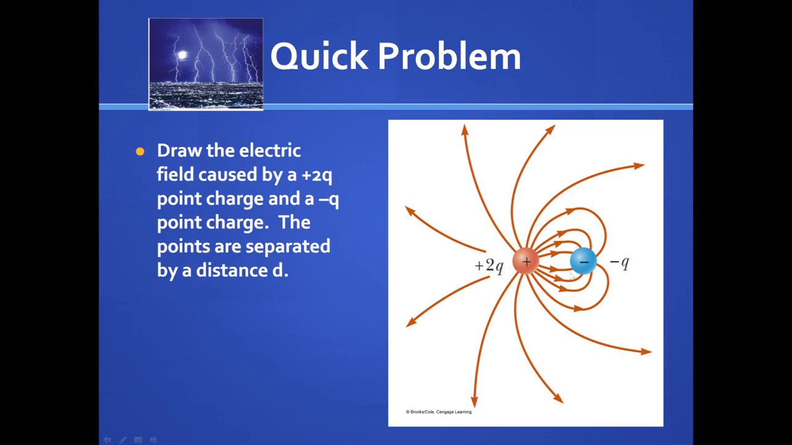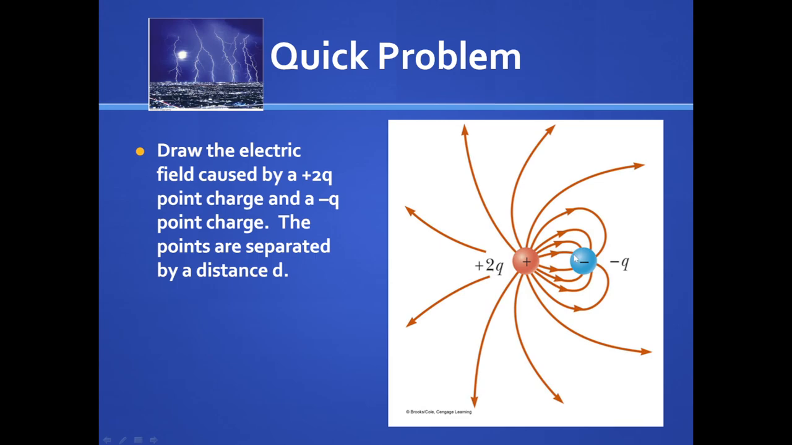Now, the negative particle has 1, 2, 3, 4, 5, 6, 7, 8 field lines coming off of it. Whereas the positive particle has 16 lines coming off of it. It's twice as strong, it creates twice as much field, so it has twice as many lines.